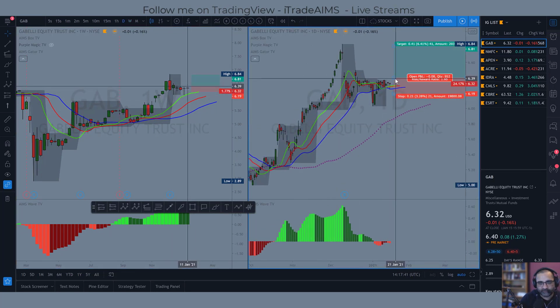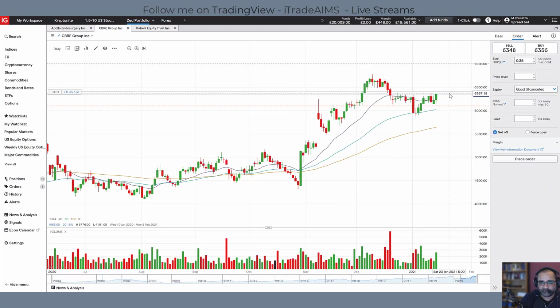So pretty good setup. I hope it doesn't jump that level there, but even if it does, it doesn't matter. I'm going to have my order at 640, and our first target is going to be 680. So this is a slow moving chart, and that's exactly how I like it.